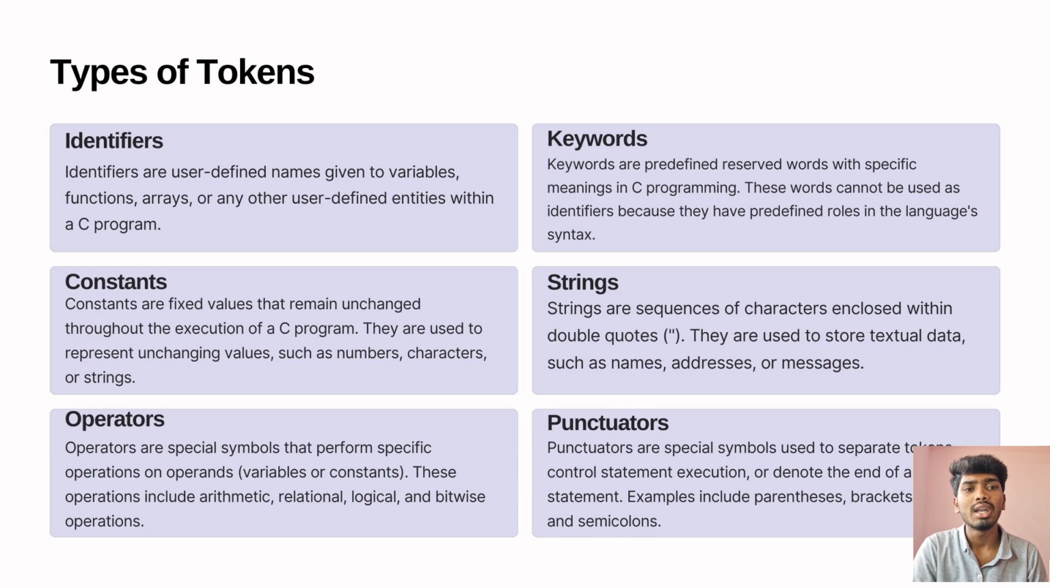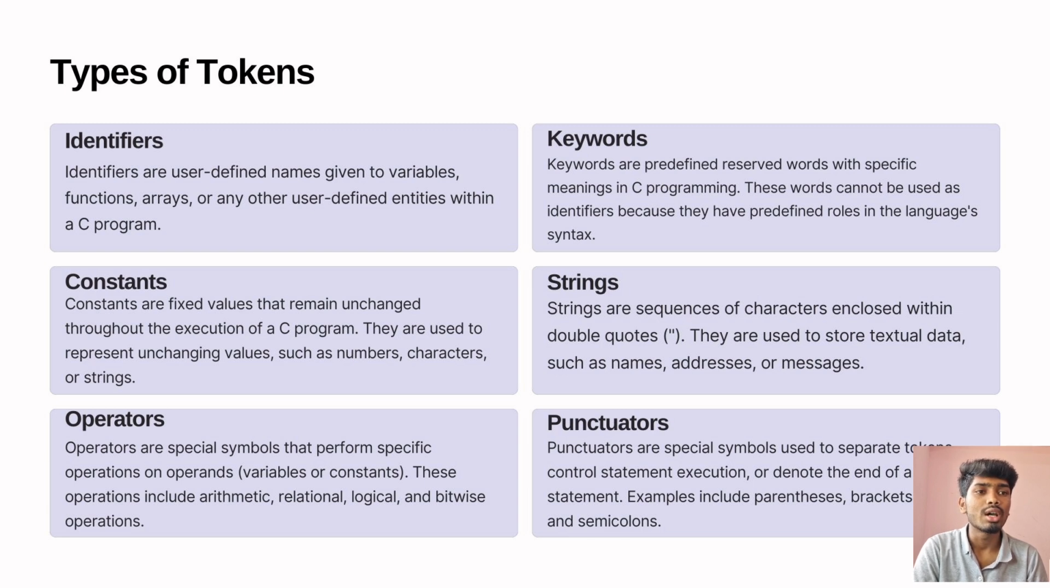Identifiers. Identifiers are used to define names given to variables, functions, arrays, or any other user defined entities within a C program. Constants. Constants are fixed values that remain unchanged throughout the execution of a C program. They are used to represent unchanging values such as numbers, characters, or strings. Operators. Operators are special symbols that perform specific operations on operands, variables, or constants. These operations include arithmetic, relational, logical, and bitwise operators.